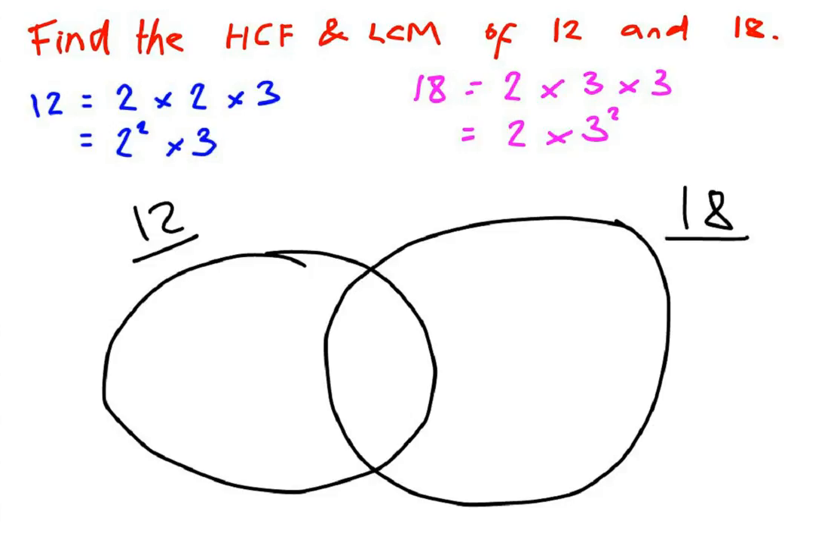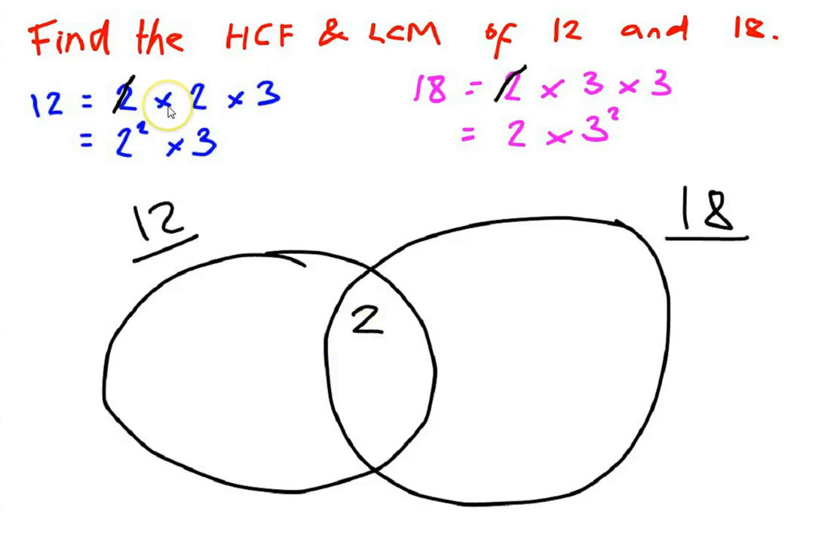Now we're going to look through the list of prime factors I've done for each one, and see if there are any that appear in both. You can see here that I've got my 2 here and I've got my 2 here, so I'm going to cross them out. Although we've crossed it out twice, that prime factor is common to both of them, so that's going to go in the middle, in the overlap, but we're only going to write it once. Even though we crossed it out twice, we're only going to write it once.